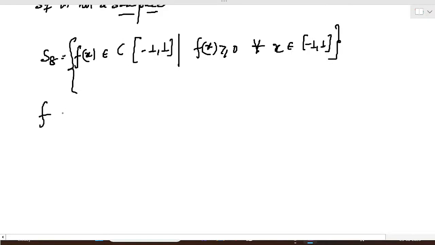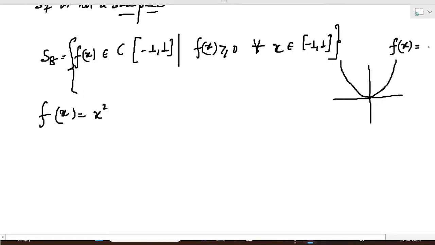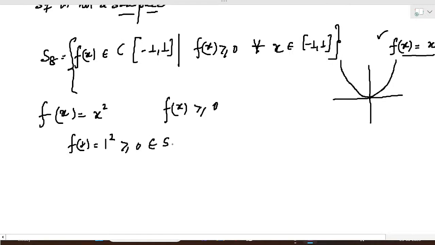So the class of continuous functions on [-1, 1]. Don't you think that f(x) equal to x square is a continuous function? Clearly it is. Since it is clearly a continuous function, I can also say that f(x) is greater than or equal to 0, right? Now just think of f(1). f(1) would be 1 square. Clearly it is also greater than or equal to 0. It will be there in S8.